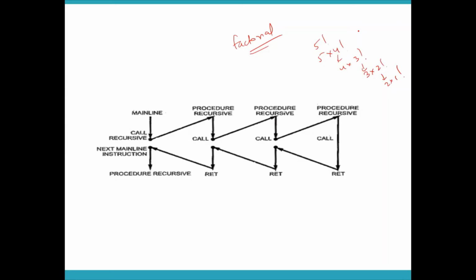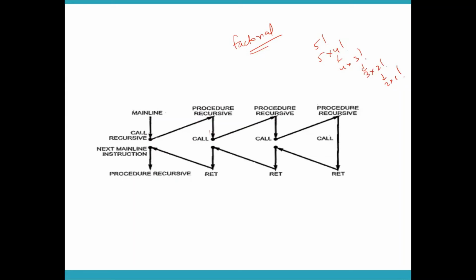So factorial can be implemented using a recursion. So what am I doing here? I am executing a program. I'm making a call to a recursive procedure. Within that procedure, again, I'm making a call to the same procedure. Such a procedure is called a recursive procedure. That means a recursive procedure is a procedure which calls itself.